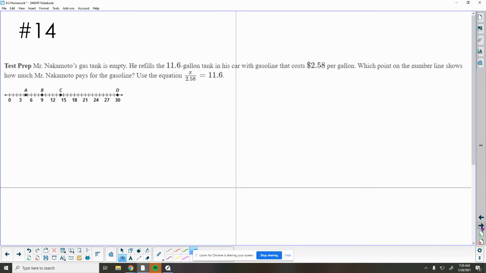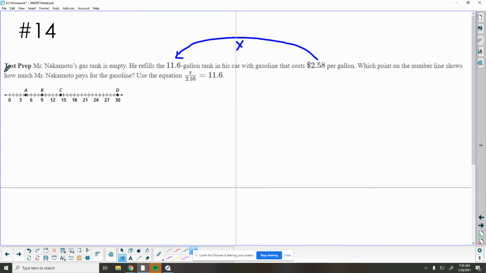Okay, I'm going to skip to number 14. So Mr. Nakamoto's gas tank is empty in his car. He refills the 11.6 gallon in his car with gasoline that costs $2.56 per gallon. So every time he did 1 gallon, it cost, so I think I said 68, I'm not sure, $2.58 per gallon. And he did that 11.6 times.